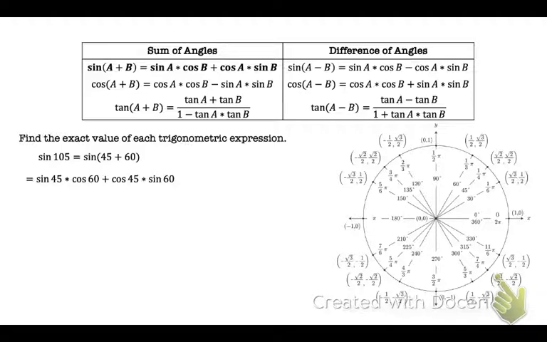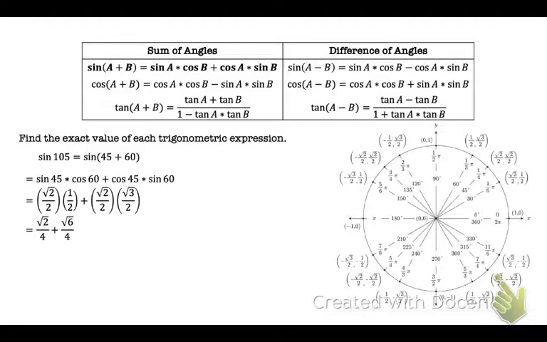So I have sine of 45 times cosine of 60 plus cosine of 45 times sine of 60. I know that sine is the y values, if you remember from the unit circle, and cosine is the x values. Okay, so sine of 45, I can just look at my unit circle and figure out what that is. That's square root of 2 over 2. Cosine of 60 is 1/2. Cosine of 45 is square root of 2 over 2, and sine of 60 is square root of 3 over 2. So then simplify this.